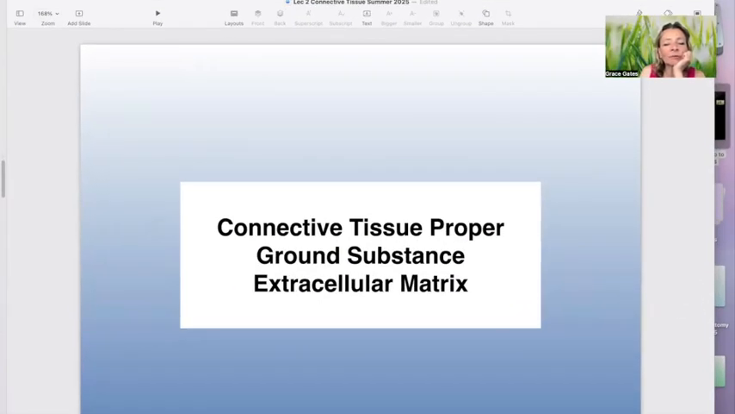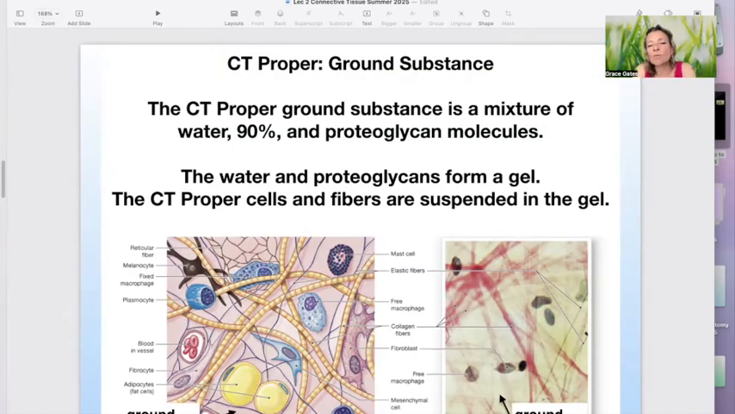All right, so that was cells and fibers, and now connective tissue proper, ground substance, and extracellular matrix. Ground substance is a mixture of water, about 90%, and proteoglycan molecules. The water and the proteoglycans form a gel. And then the connective tissue proper cells and fibers are suspended in the gel.